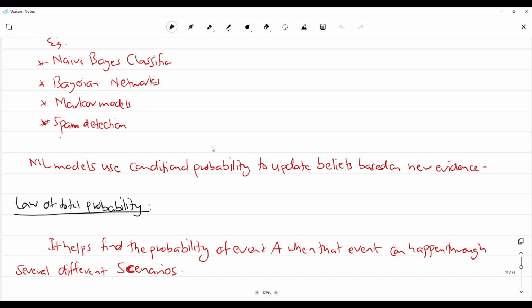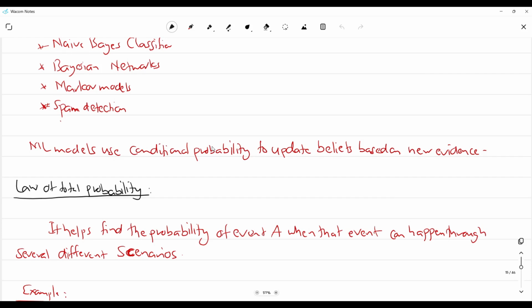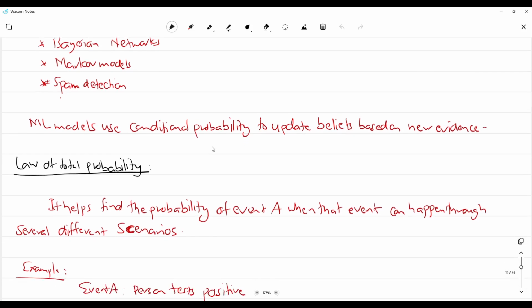Now, for the next topic, we move on to the law of total probability. Now that we understand conditional probability, we'll look at something that expands it. The law of total probability answers a different question. When there are multiple paths to the same outcome, how do we calculate the total probability of that outcome? We'll take an example again.